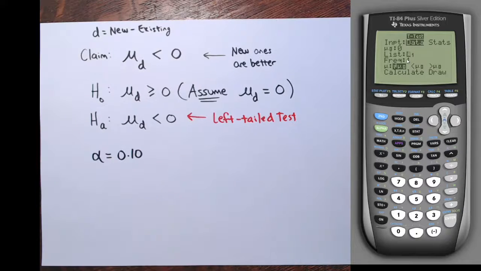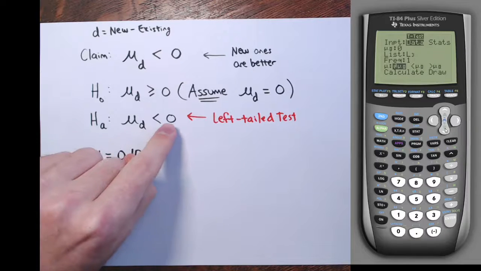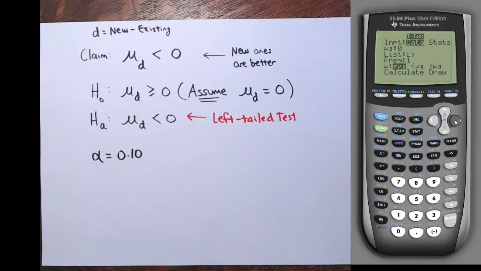Now the list of data is the list of differences, which in my calculator was L3. When I did L1 minus L2, I put them in L3. That's the list of differences. Each one of those values in L3 is only counted once, so there's no frequency list. And then below that, how does the alternative hypothesis look? It is a left-tailed test, that mu d is less than 0. So I move this over to the middle one here. The first one would be a two-tailed test, this is a left-tailed test, and the third one would be a right-tailed test. And then I just go calculate.